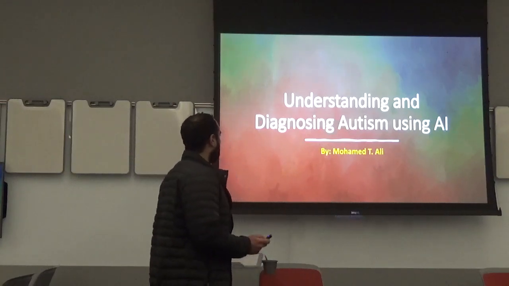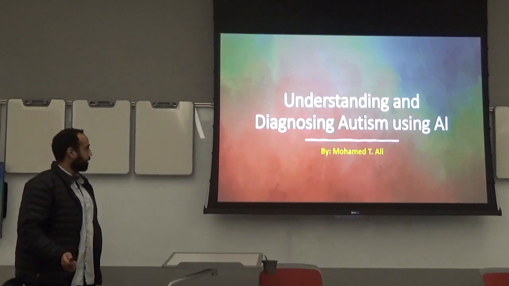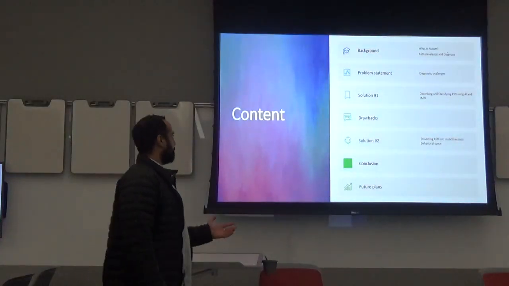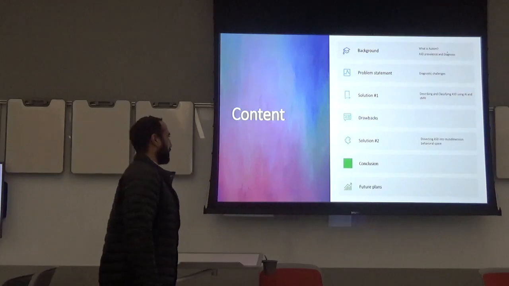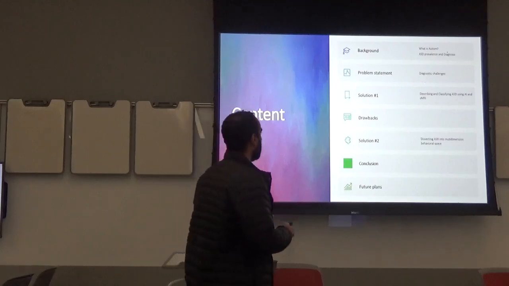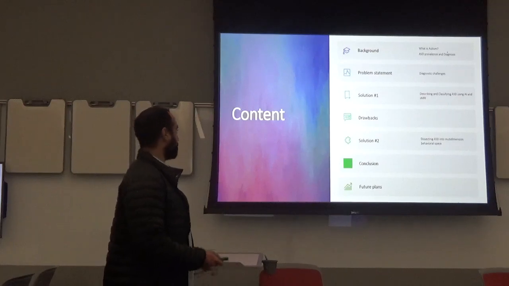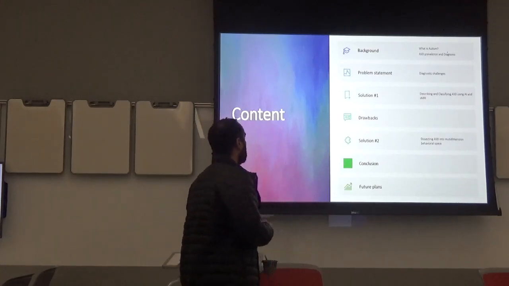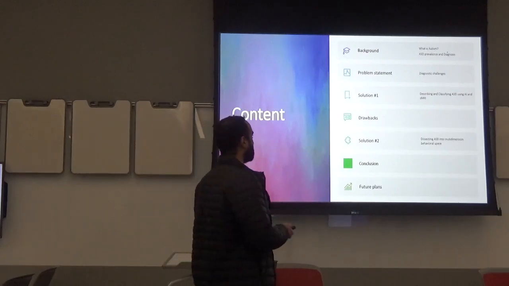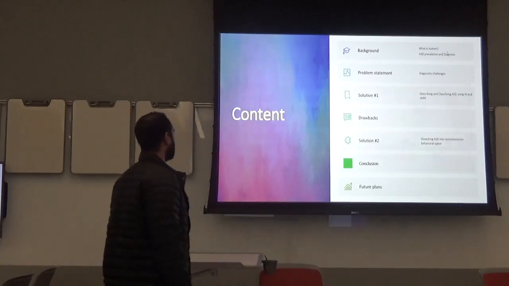So it was a long journey. We went through many solutions. I picked two of them: the first one that I considered the first milestone in this project, and then its drawbacks and how we improved on it to get to the second solution and the project that we are working on right now. So we will first go over the background of autism, what's the problem of the current diagnosis, our first solution, the drawback, the second solution, and then what are the future plans.